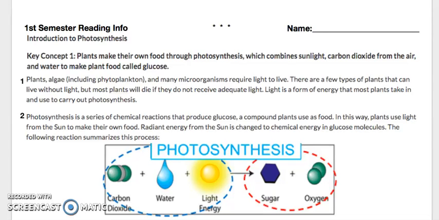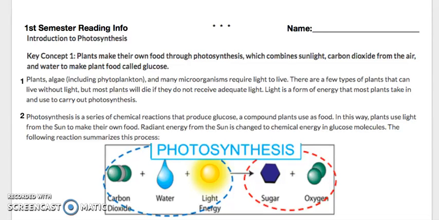As you notice, the paragraphs are numbered, and you will need to understand this as we go on. Okay, so here we go. Plants, algae, including phytoplankton, and many other microorganisms require light to live. There are a few types of plants that can live without light, but most plants will die if they do not receive adequate light. Light is a form of energy, which we call radiant energy, that most plants take in and use to carry out photosynthesis.